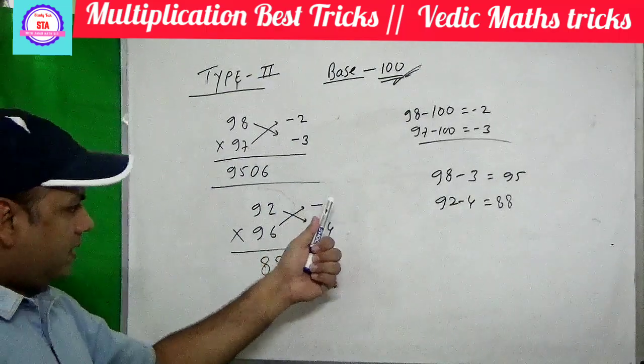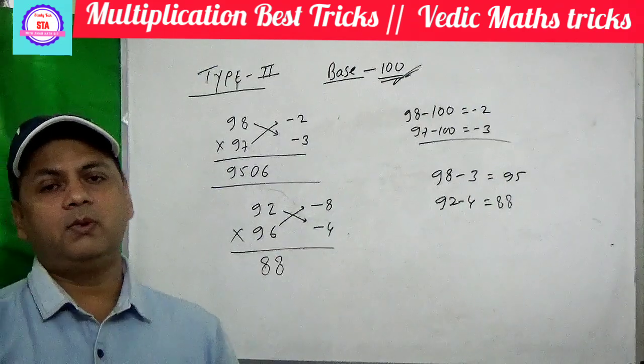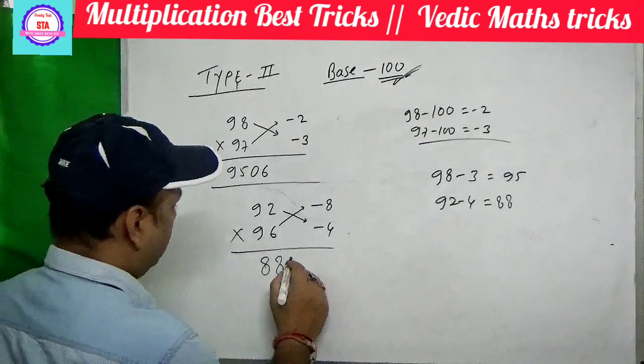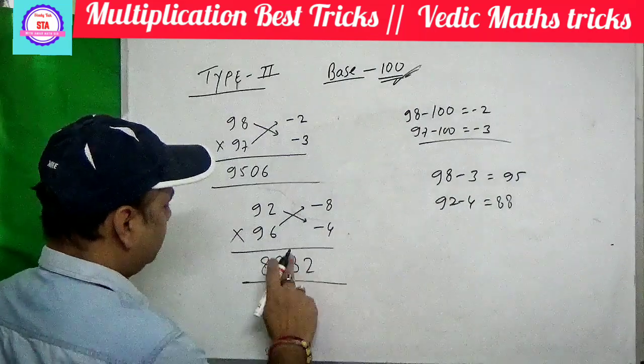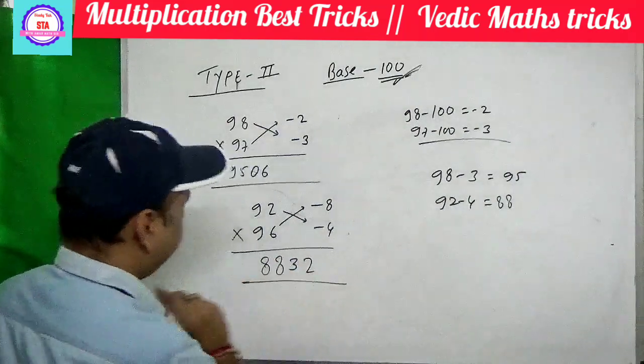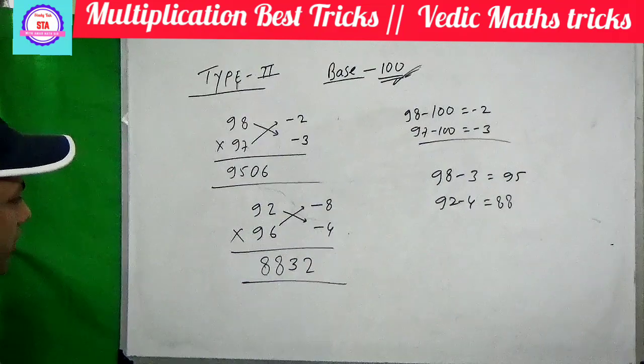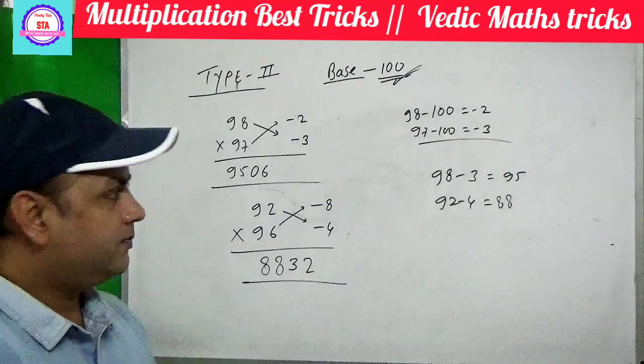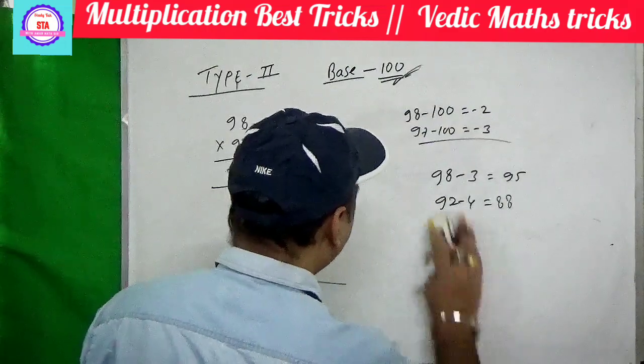Then multiply 8 into 4. Minus 8 into minus 4, that is 32. Write down 32. This is the answer. 92 into 96 is 8832. Take some more examples.